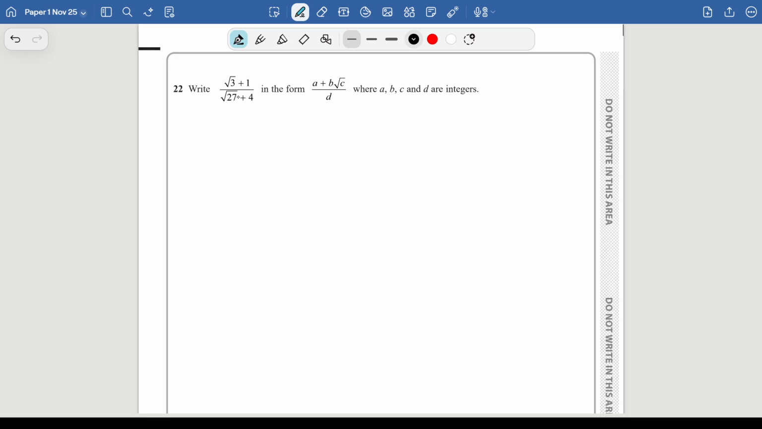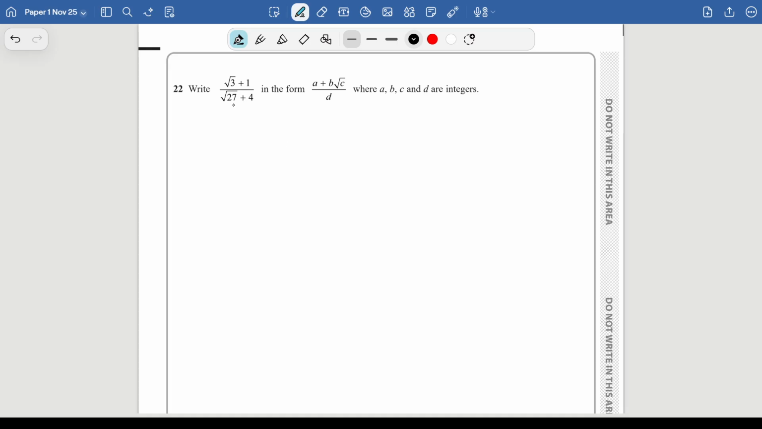All right, the next question is about the surds here. We have the surd in the form of a rational number, in the form a plus b root c over d, where a, b, c, and d are integers. So you have to express this surd in this form. So we have to first rationalize the denominator here.